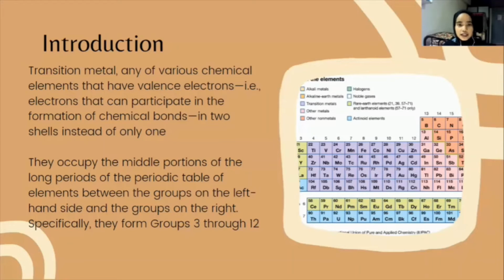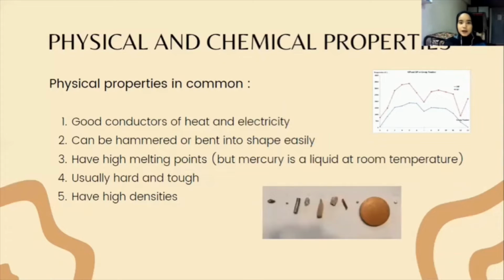Transition metals are any of various chemical elements that have valence electrons, for example electrons that can participate in the formation of chemical bonds, in 2 shells instead of only 1. They occupy the middle portion of the long period of the periodic table of elements between the group on the left hand side and the group on the right. Specifically, they form group 3 through group 12. So, what are the physical and chemical properties?